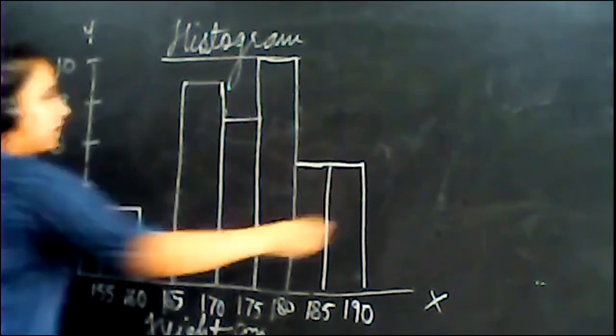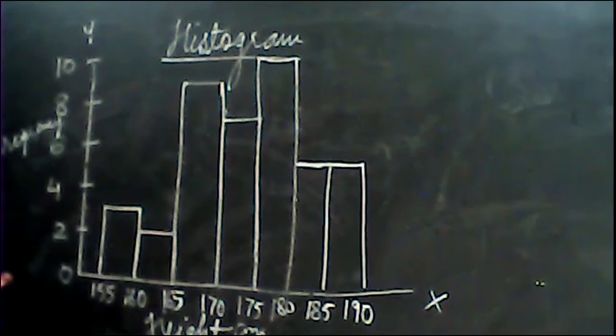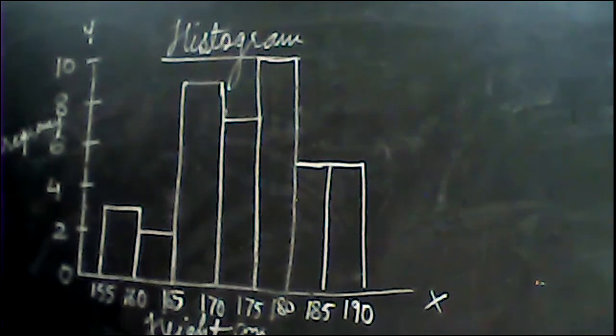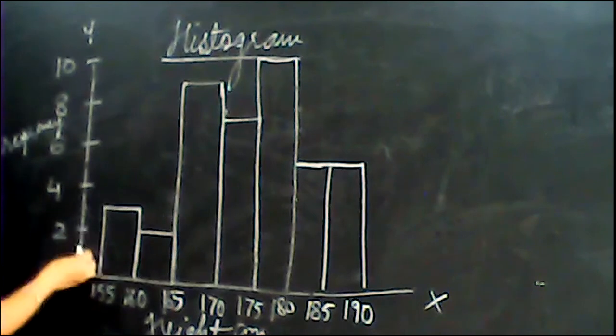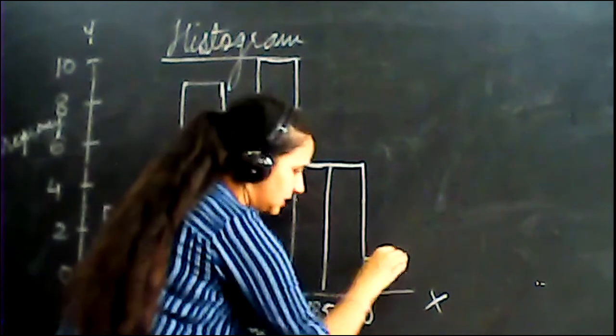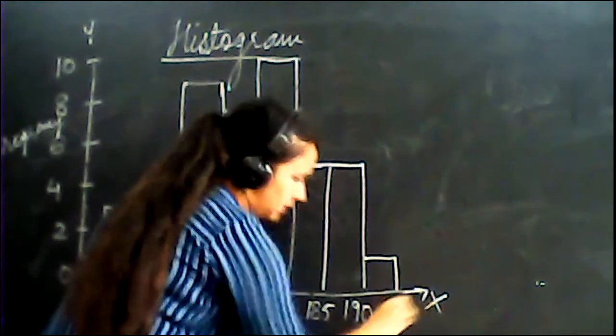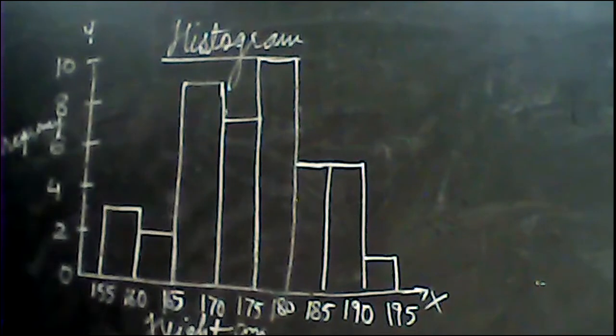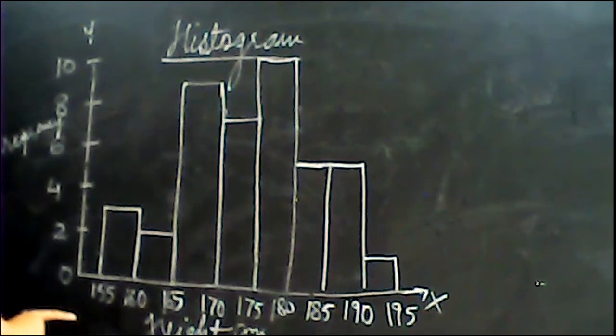Right? The next frequency we are given is 190 to 195 intervals. We have one frequency. Where would be 1? 0, 1 and 2. So 1 would be here. So we will mark it as this. This is 195. This is the histogram we have made.